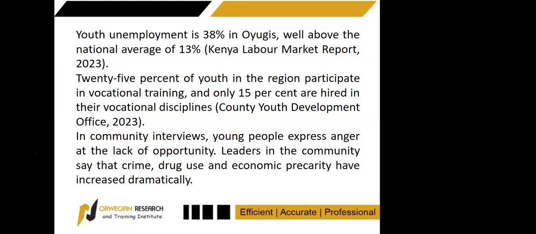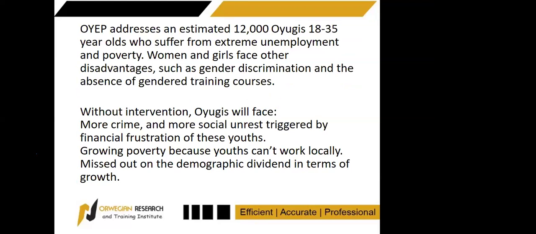If you behave that way, these are convincing power. We are going to convince these donors that there is a strong need for them to bring that particular funds here. So OEP addresses an estimated 12,000 Oyugis 18 to 35 years old who suffer from extreme unemployment and poverty. Women and girls face other disadvantages such as gender discrimination and absence of gender training courses.